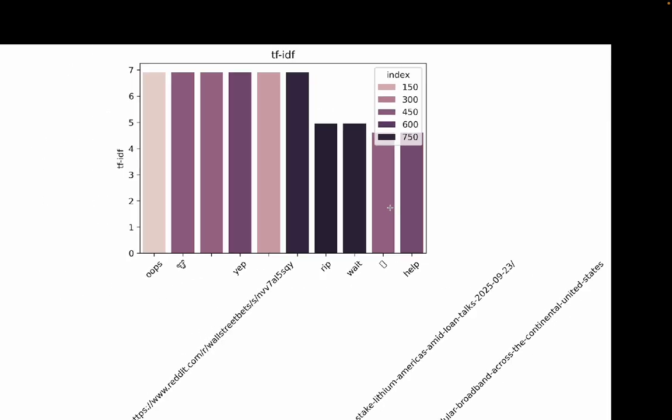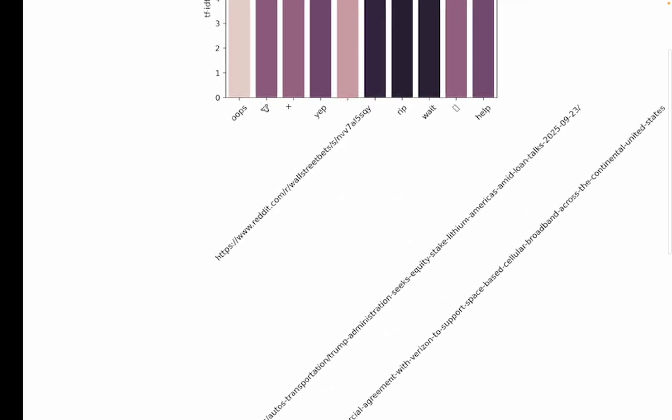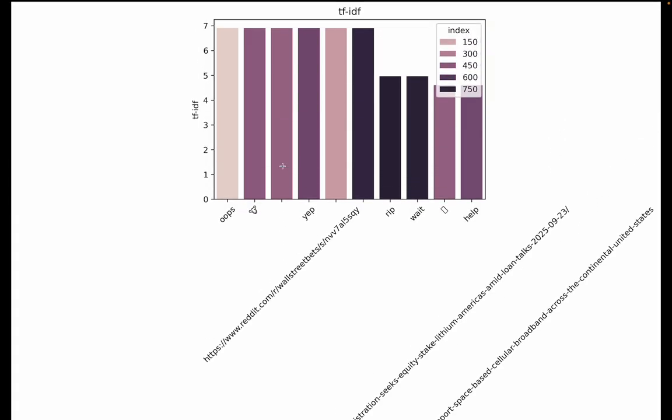If I come to my bar chart, let me zoom in a little bit so it's easy to see. The bar chart shows that my TF-IDF for "oops" is the highest. All right, great, I can work with that. We'll see where that leads. But check this one out. We got a bull image here. Let me zoom up a little bit.